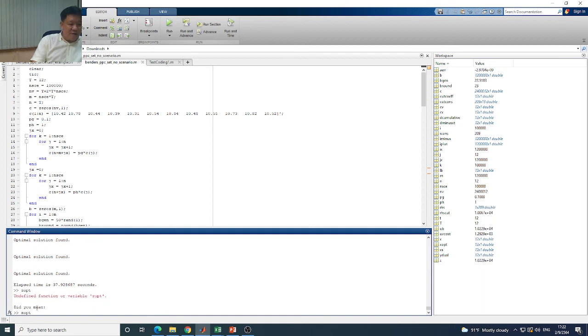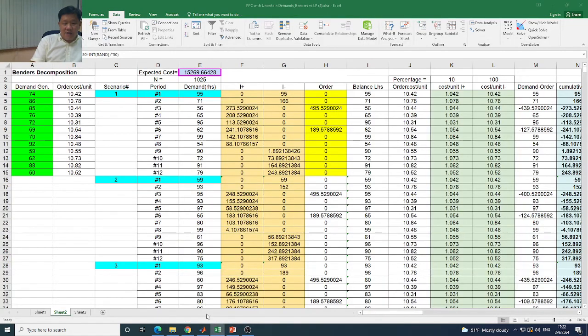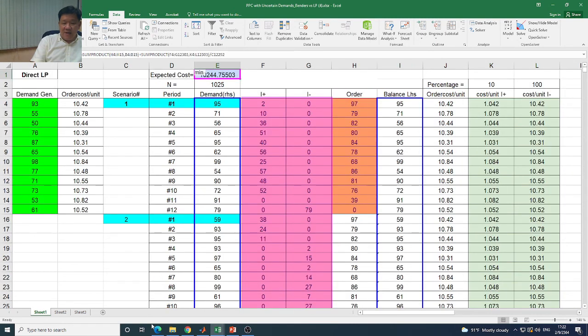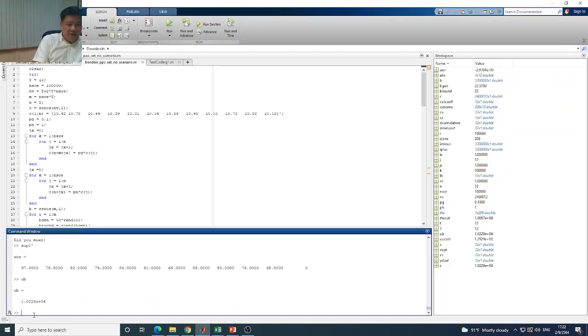Oh, sorry, a different one. It should be X opt transpose, which is a little bit different, right? This is 38, but in the original problem when you solve, you get 39 here. But the trend is almost equal to each other. And what is the upper bound here? The best solution becomes 1.0029.